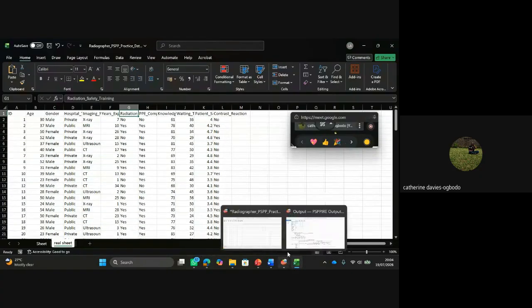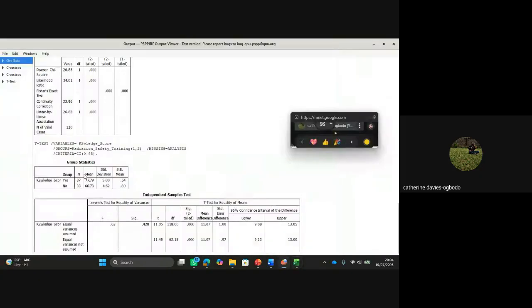So what it does is it takes the average of the knowledge score of the people that said yes and the average of the knowledge score of the people that said no. And of course, their standard deviation and their standard error mean. Okay, so now the part that is important is this part.